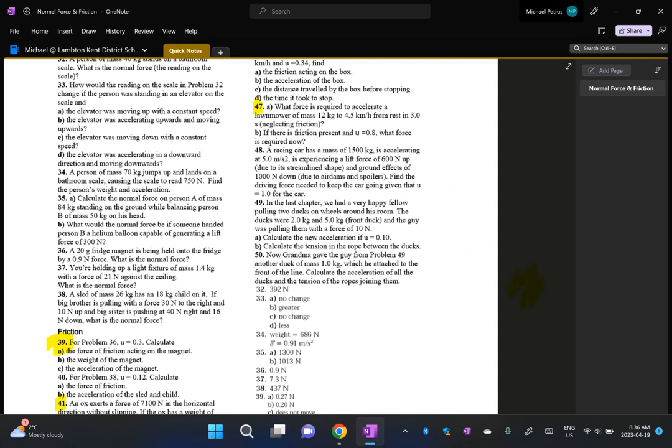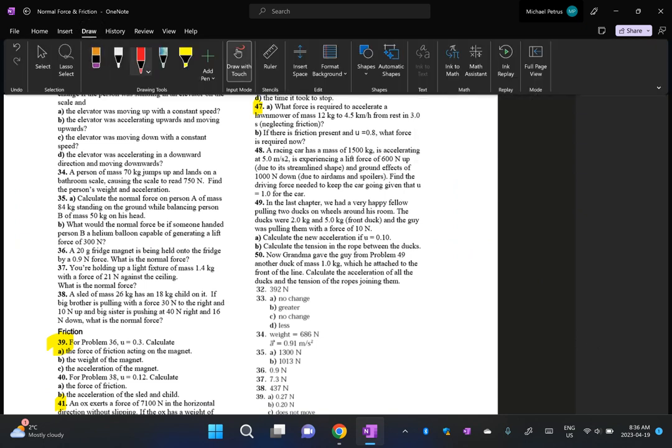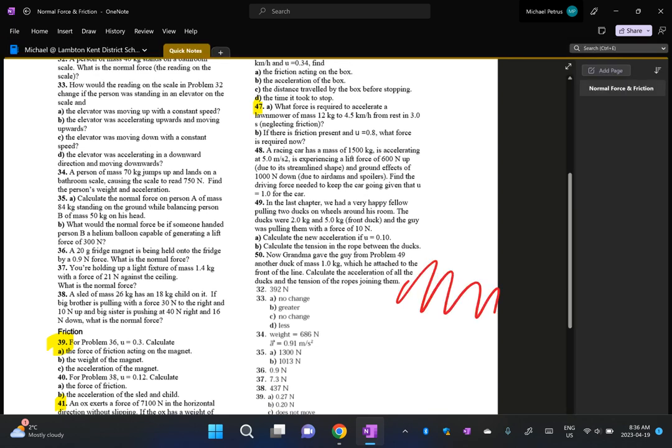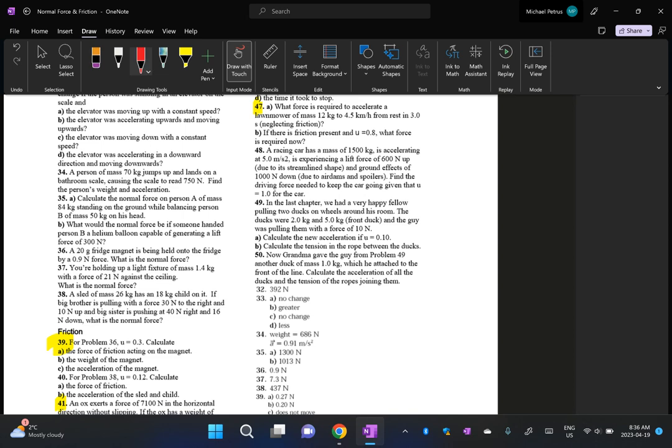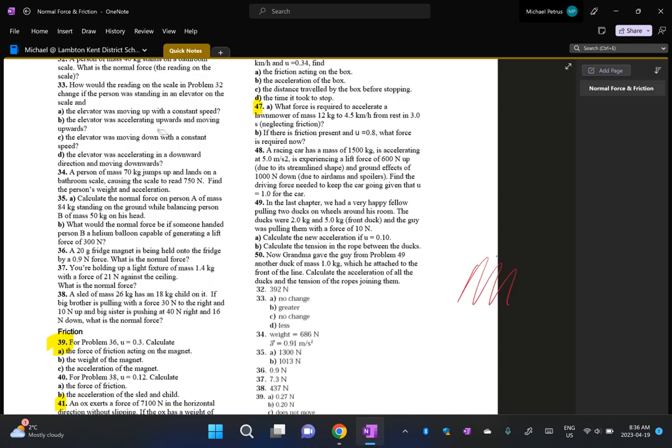Let's just make sure my writing tool is going to work. Ooh, I have it on highlighter. That's no good. So let's go here, and let's go with some red. Yeah, that'll work. Just want to make it a little bit finer, I think. Maybe like that. Yeah, that'll do the trick.